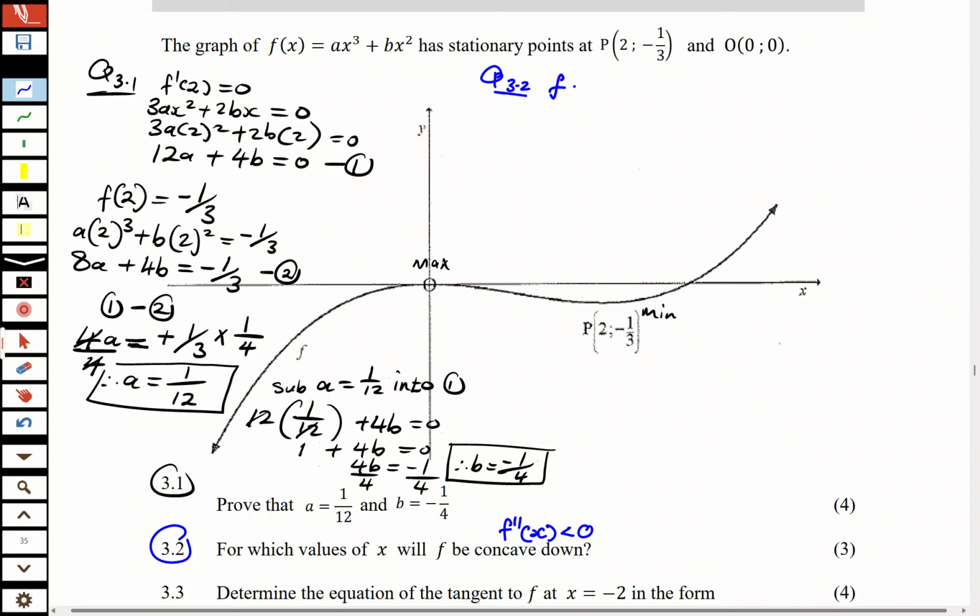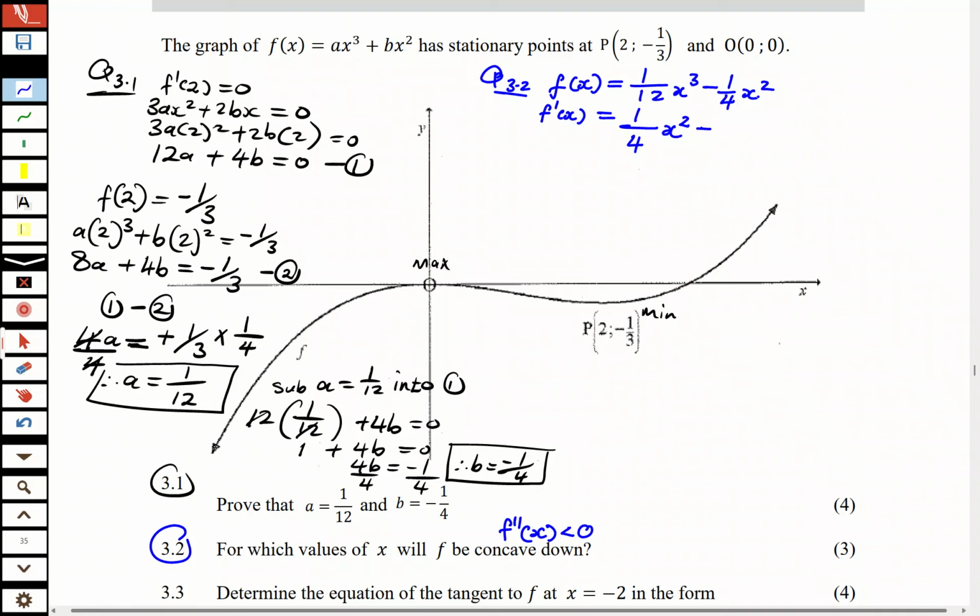So we first write our function. This is 1 all over 12 x cubed minus 1 all over 4 into x squared. So take the first derivative of this function. You'll have 3 divided by 12, that's like 1 all over 4. So 3 goes into itself once, 12 goes 4 times. So 3, 6, 9, 12, that's 4 times. And then you'll have x squared like that. 3 times that will give you that.